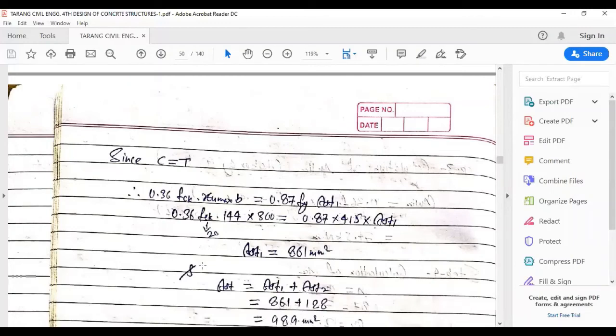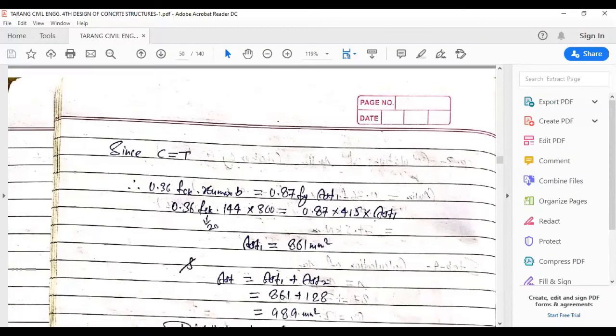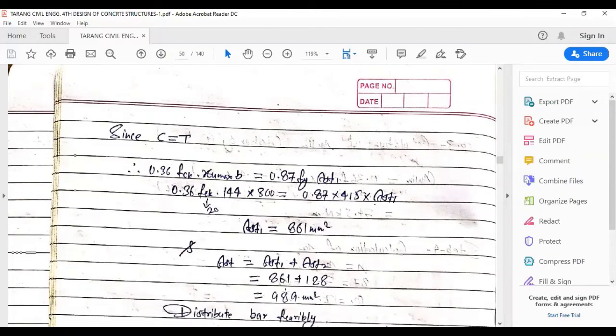And we know that area of steel under tension, AST, is given by this formula, AST1 plus AST2. This will give the area of total steel under tension. So these are primary bars and these are secondary bars. AST1, which we have just found out, came out to be 861 mm square, and AST2 we found out to be 128 mm square from the previous page, and the total value of 989 mm square is the value of area of steel under tension.